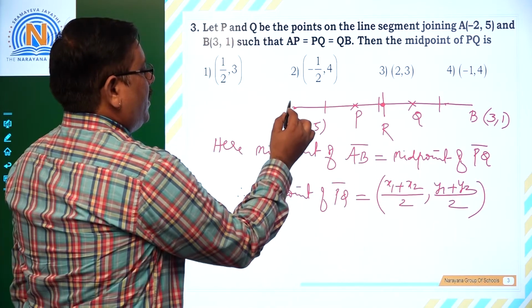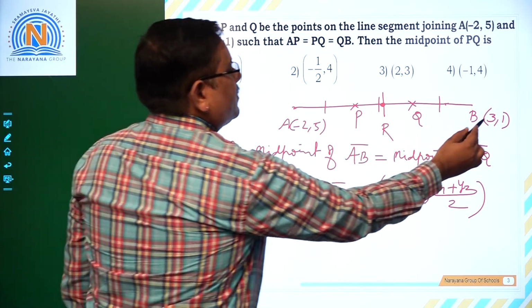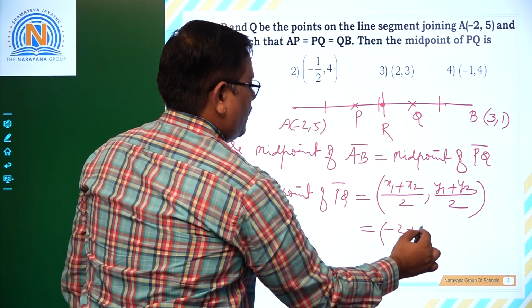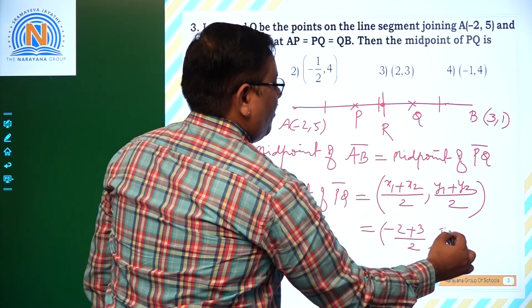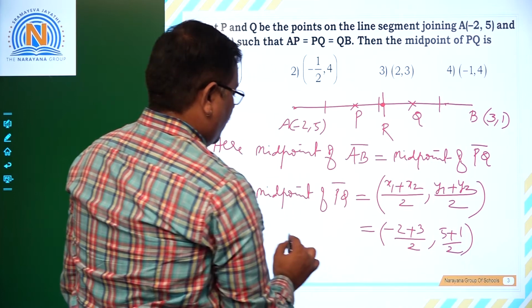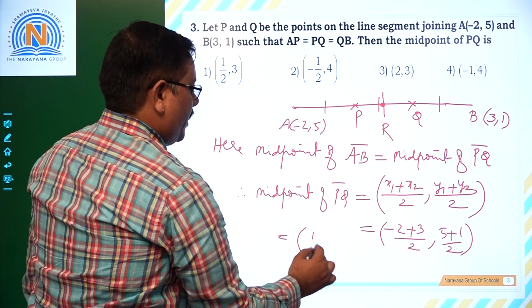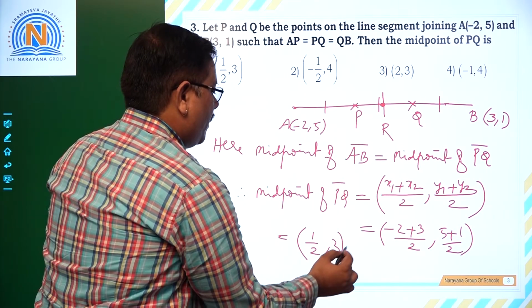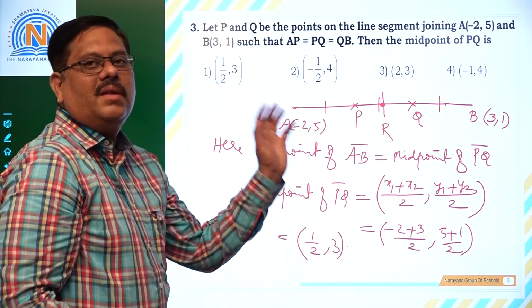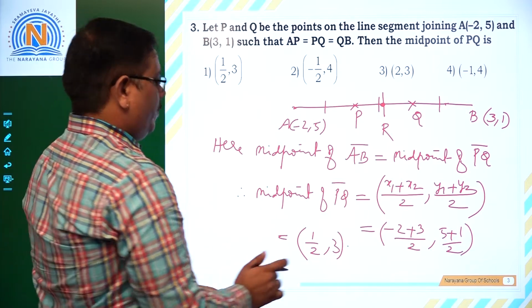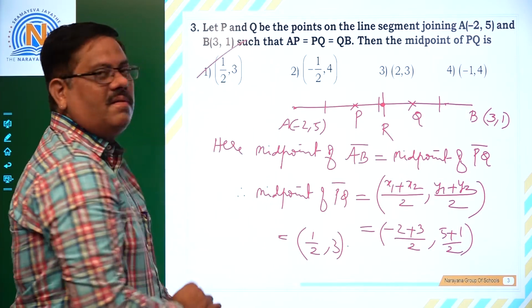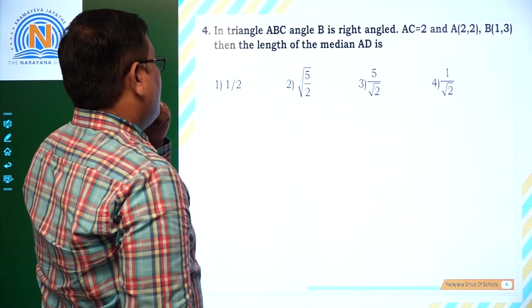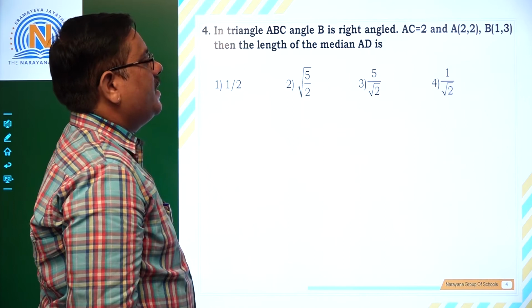What is (x1, y1)? A point is (x1, y1). This is (x2, y2). So what is x1 + x2 now? (-2 + 3)/2, (5 + 1)/2. So that is, -2 + 3 means 1 by 2, and 5 + 1 is 6 by 2 is 3. So (1/2, 3) will become the midpoint of line segment PQ. (1/2, 3) is nothing but the first option for us. That is the right answer. Now let us see the next one. In triangle ABC, angle B is right angled.